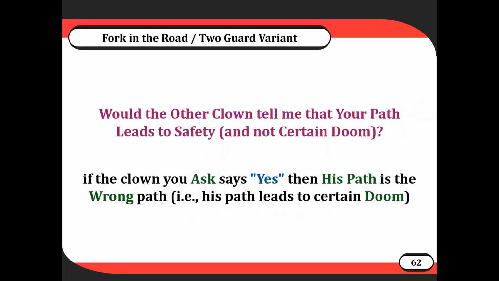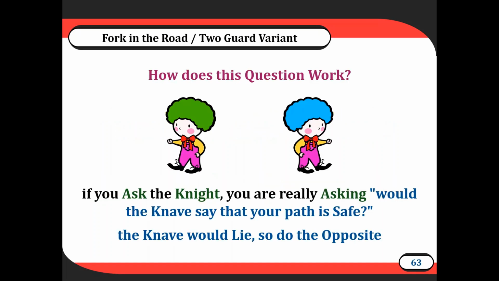So would the other clown tell me that your path leads to safety and not certain doom? This is our clever way of taking a statement and asking it to one of the clowns in such a way that it filters through both of the clowns. So if the clown we ask says yes, then his path is the wrong path. That means his path leads to certain doom. So why is that?